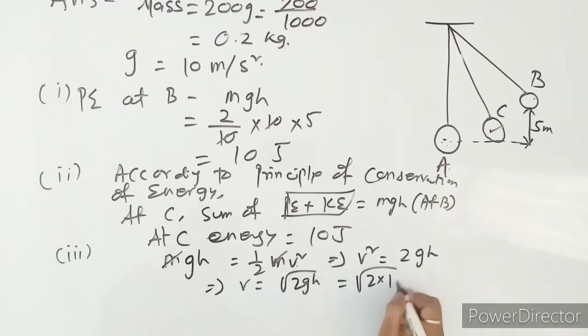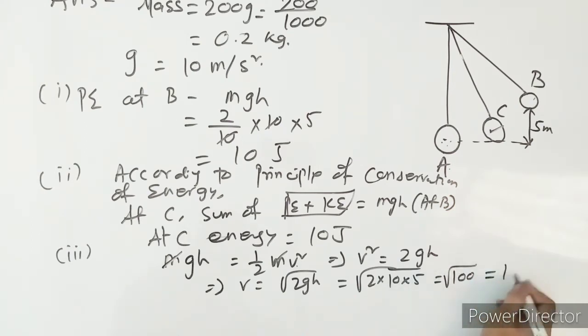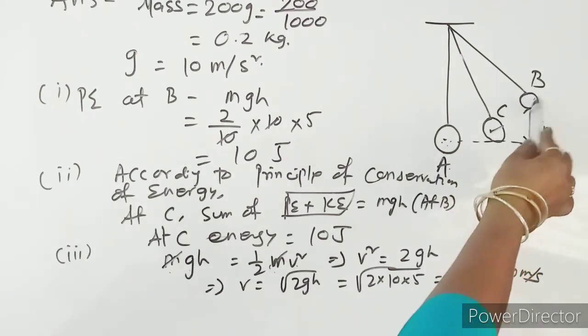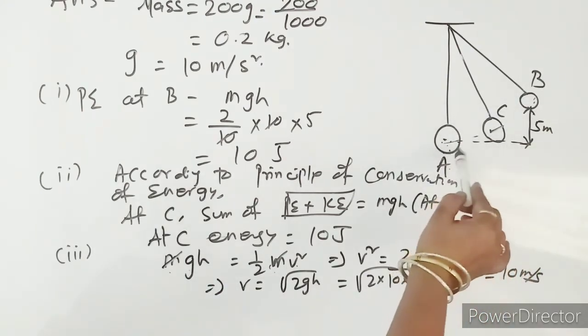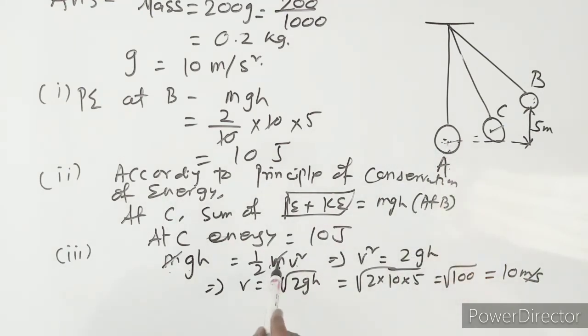So here 2 into 10 into 5. Here it is giving 100, so it equals 10 meter per second. Understood? Because the potential energy is converted here: the B position possesses the potential energy. When it comes to the A position, it has the maximum kinetic energy. So according to the principle of conservation of energy, mgh equals half mv square. So v square equals 2gh. Here we are getting 10 meter per second. This one will be that answer.